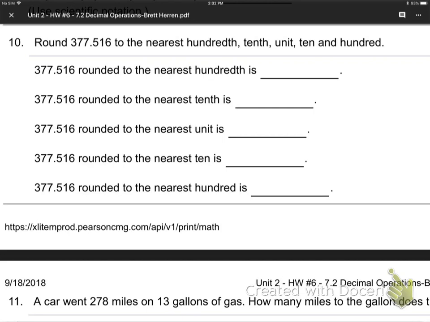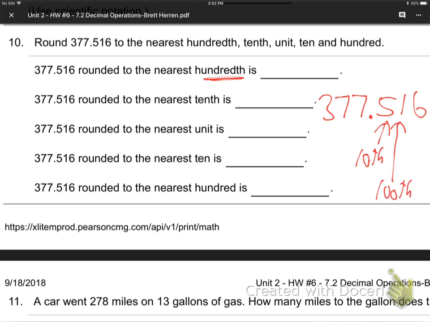Okay, so round this number to the nearest, first off, nearest hundredth. So you know where the 100th place is. Here, let me write the number out a little bigger. 377.516. Okay, so let's find the place. On A, we're talking about the 100th place. So this spot is the 10ths. This spot is the 100ths.